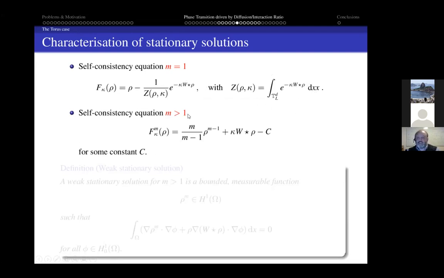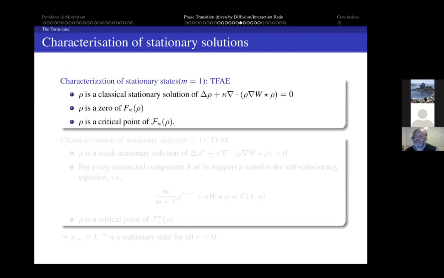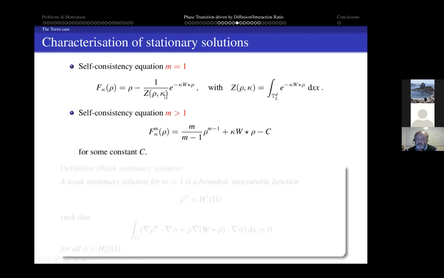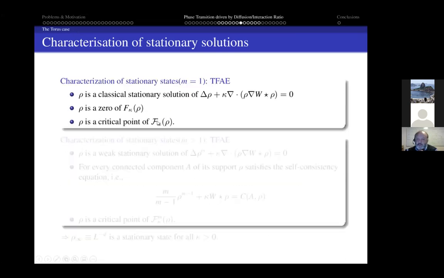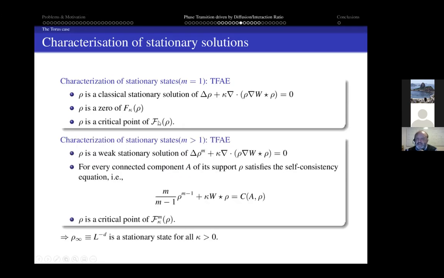For the case of power law, you have something similar. I will not concentrate on that; I will concentrate much more on the linear diffusion today, so that's why I'm paying attention only to the case of linear diffusion. In fact, you can characterize steady states, whether you have a classical stationary solution or not. In this case, with linear diffusion, all weak stationary solutions are characterized by either being zeros of this function that I wrote before, or they are critical points of the free energy. And the same happens for the nonlinear diffusion case.